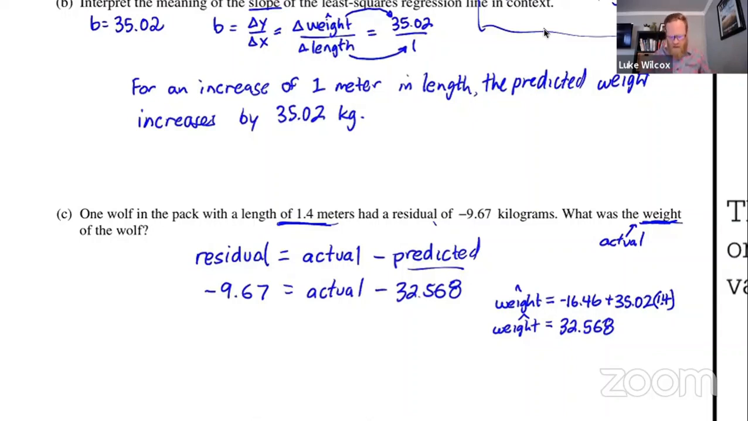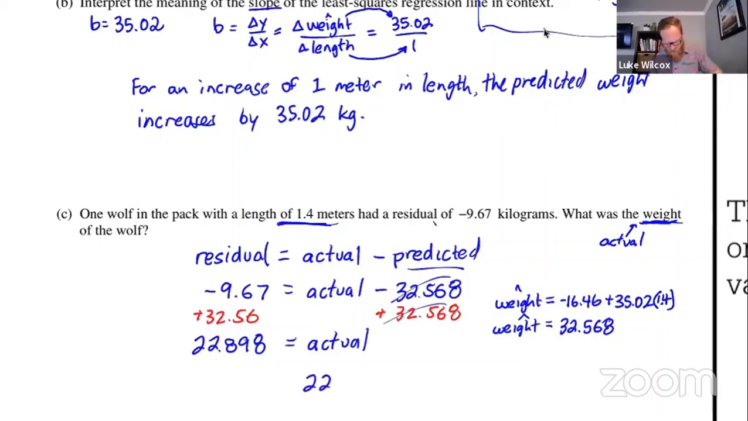If we want to solve for the actual value, we need to add 32.568 to both sides of the equation. And this will cancel, and we will be left with an actual weight of 22.898. And I want to make sure I include units in my answer. This is an actual weight, so the units on it should be kilograms. So I'm going to say 22.898 kilograms is my final answer here.